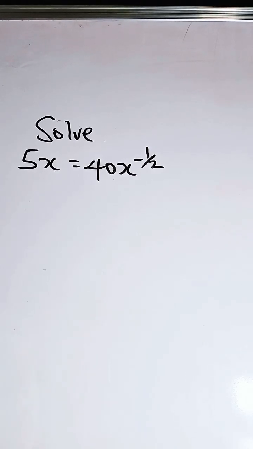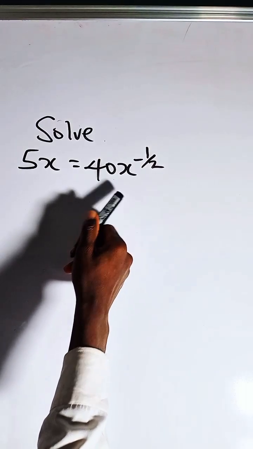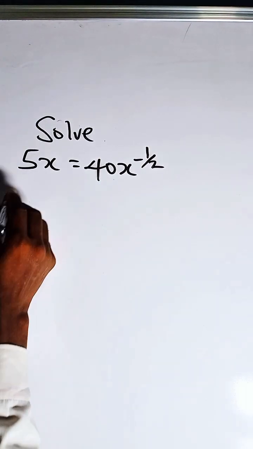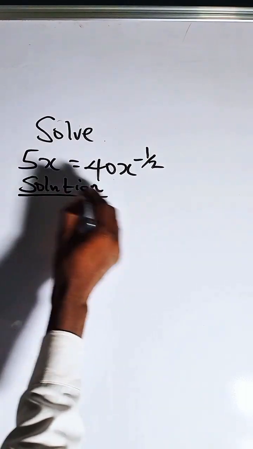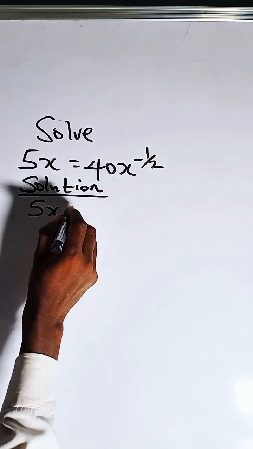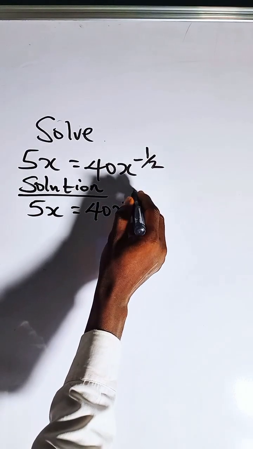The question says solve this equation. So we have 5x equals 40x raised to the power minus half. So how do we solve this equation? Solution. Okay, so for 5x equals 40x raised to the power minus half.